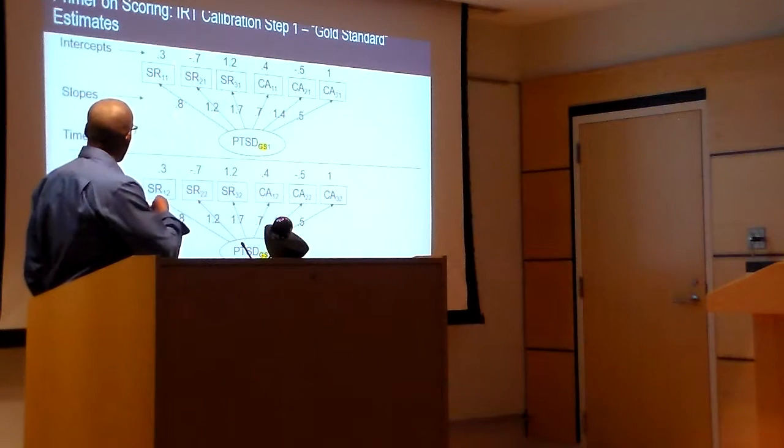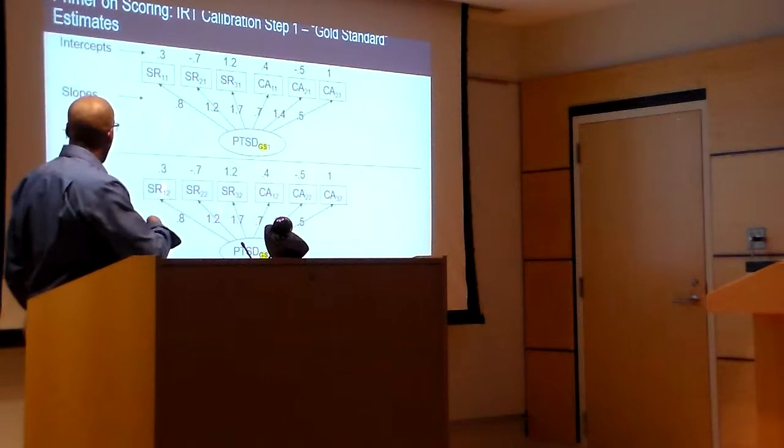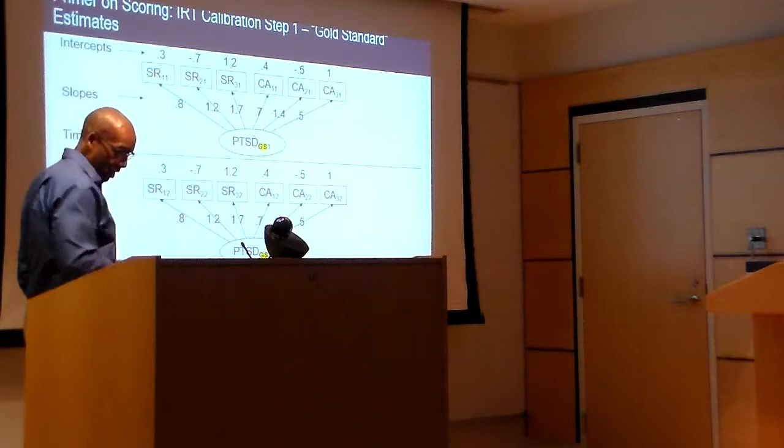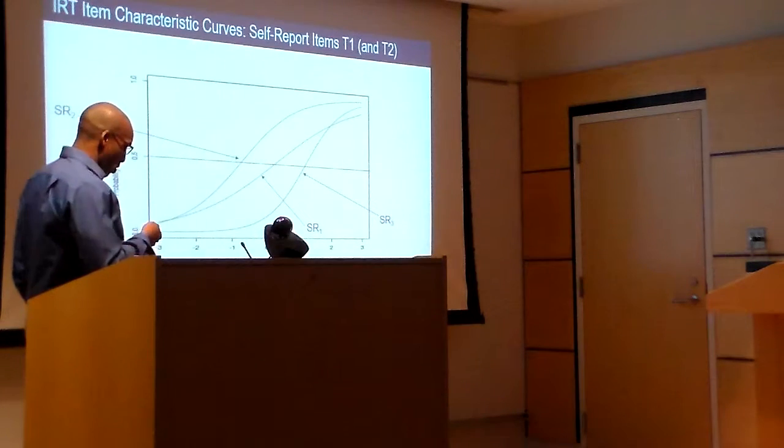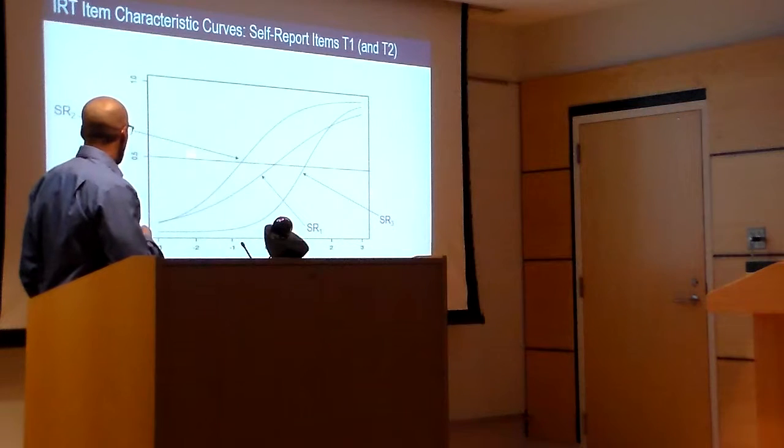These values for self-report, items 1, 2, and 3 across time 1 and time 2 would then correspond to these item response curves.